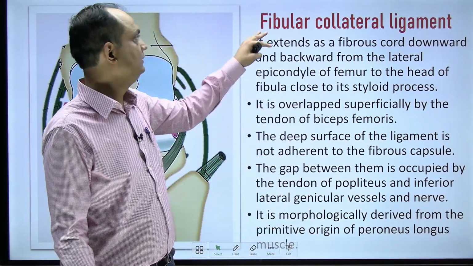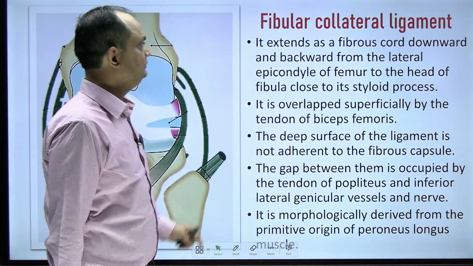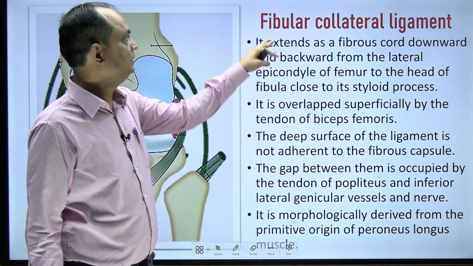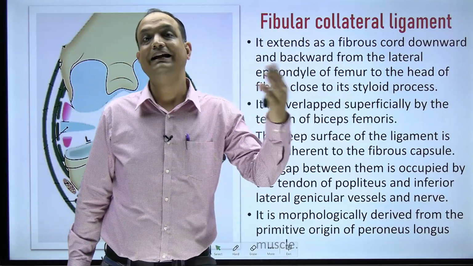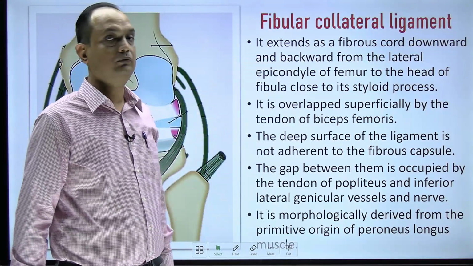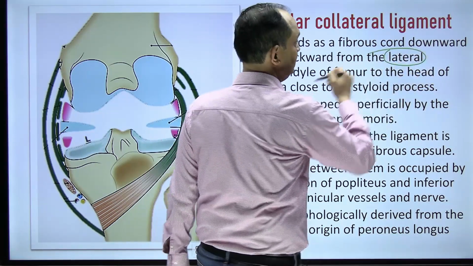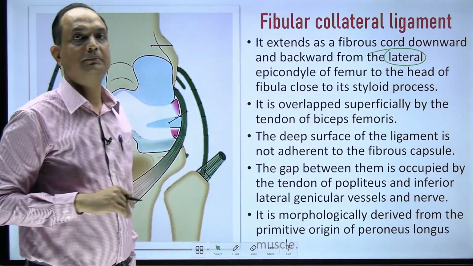Now we'll move to the lateral collateral ligament or fibular collateral ligament. Now students, you have to keep this thing in mind. When we are talking about the fibular collateral, we are talking about the lateral aspect of the joint. It extends as a fibrous cord in a downward and backward direction from the lateral epicondyle. Clear? The earlier one was from the medial epicondyle.